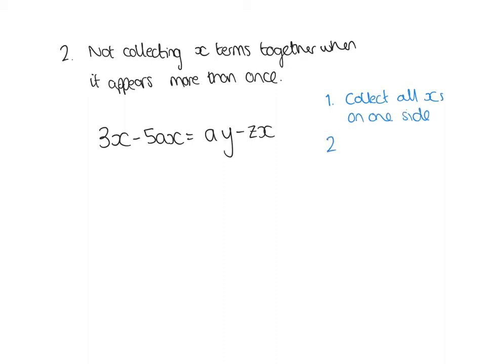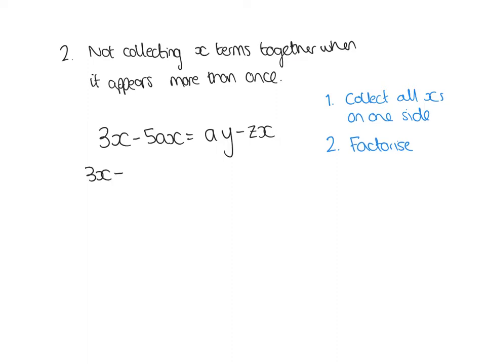The other is we're going to have to factorise. We must factorise at some point because we don't want 3 x's. We just want one x on the left hand side of our equal sign. So key step number 1, collect everything, all the x on the left hand side.